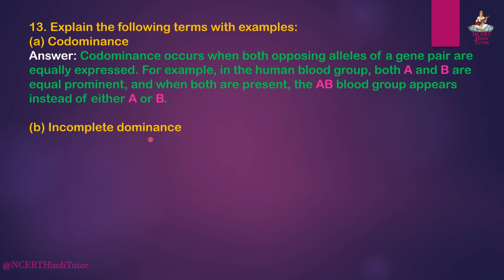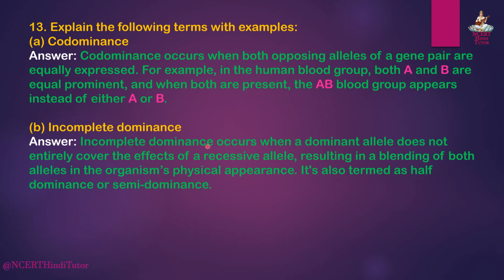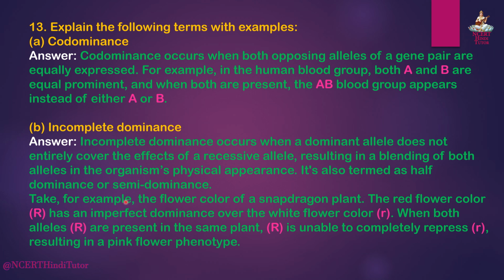B. Incomplete dominance. Answer: Incomplete dominance occurs when a dominant allele does not entirely cover the effects of a recessive allele, resulting in a blending of both alleles in the organism's physical appearance. It's also termed half dominance or semi-dominance. Take, for example, the flower color of a snapdragon plant. The red flower color R has an imperfect dominance over the white flower color r. When both alleles R are present in the same plant, capital R is unable to completely repress small r, resulting in a pink flower phenotype.